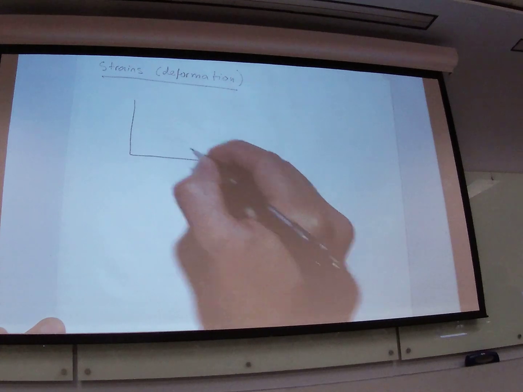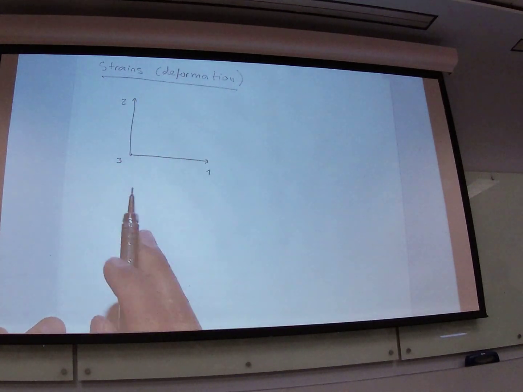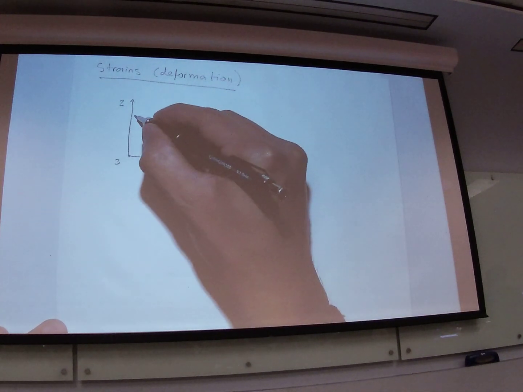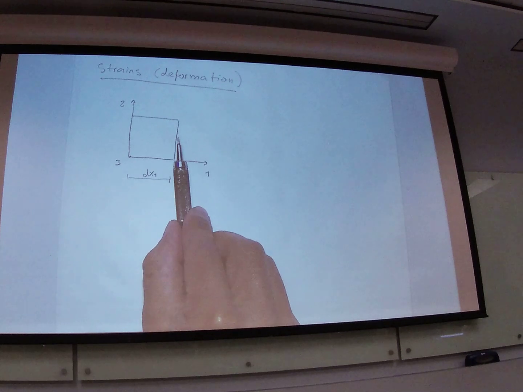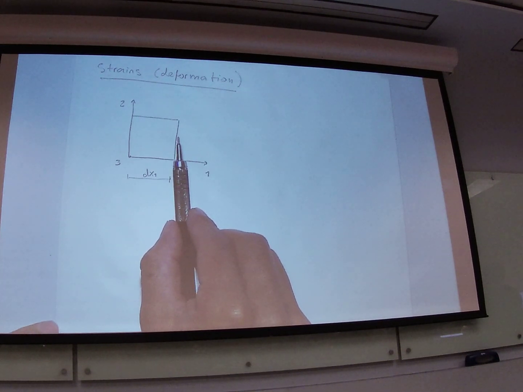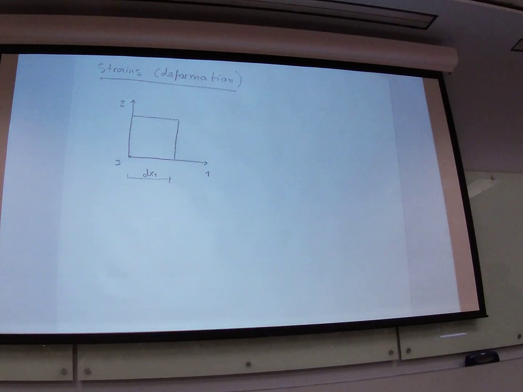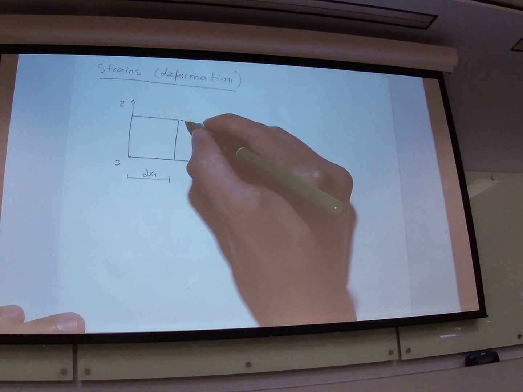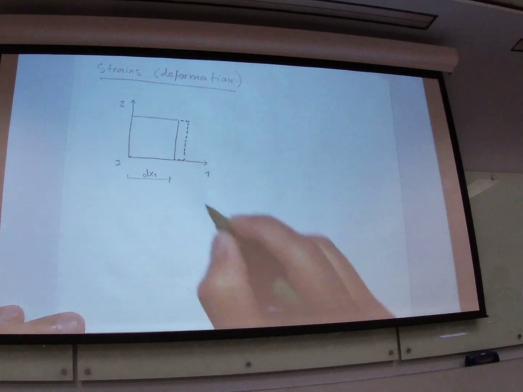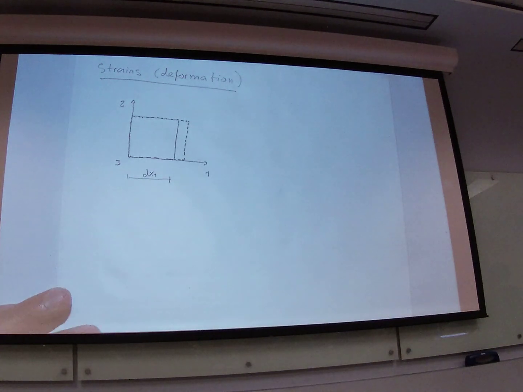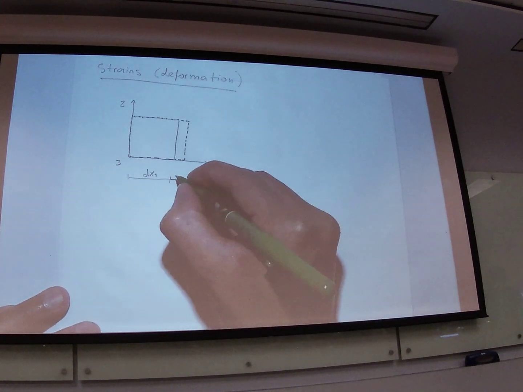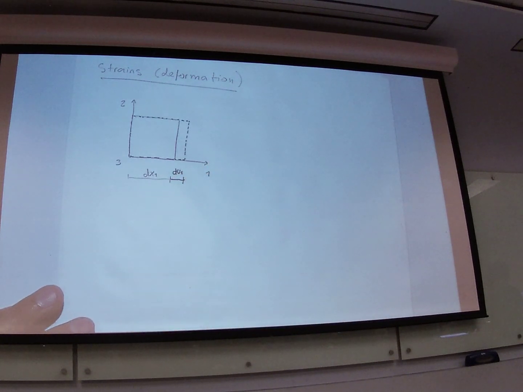So let's start with a solid in this coordinate system where 3 is pointing out of the whiteboard, and originally we have a cube that has a length in this direction, dx1. Let's say that we apply a tensile stress on this face. And because it's a solid that is elastic, it's going to deform. As a result of that deformation, let's assume that it stretches and only that face moves and the other face doesn't move. This additional deformation, we're going to call DU1, where U stands for displacement.